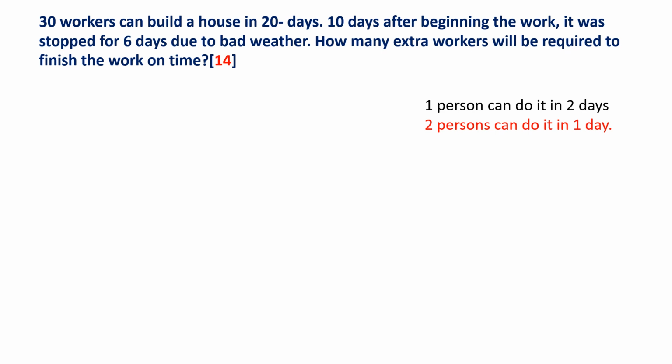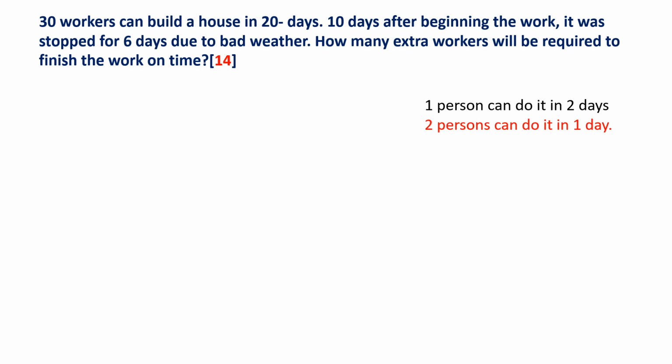Let me explain this to you one more time. If one person can do it in 2 days, say for example, I can do a complete work in 3 days. That means one person can complete the work in 3 days. So instead of one person, if I appoint 3 persons, then I can complete that work in 1 day. That means if a person can do it in 2 days, then 2 persons can do it in 1 day. I think you got that one.